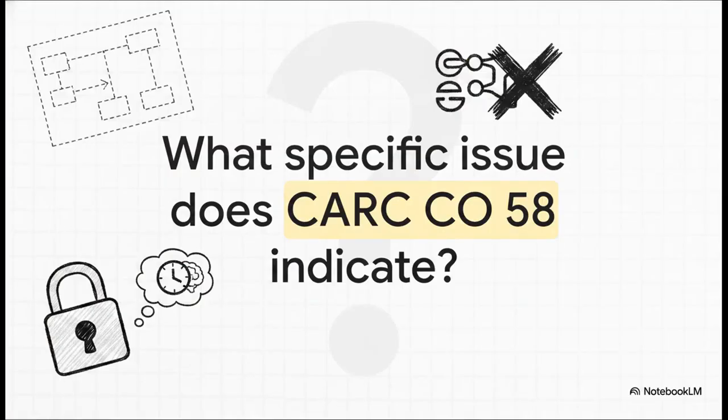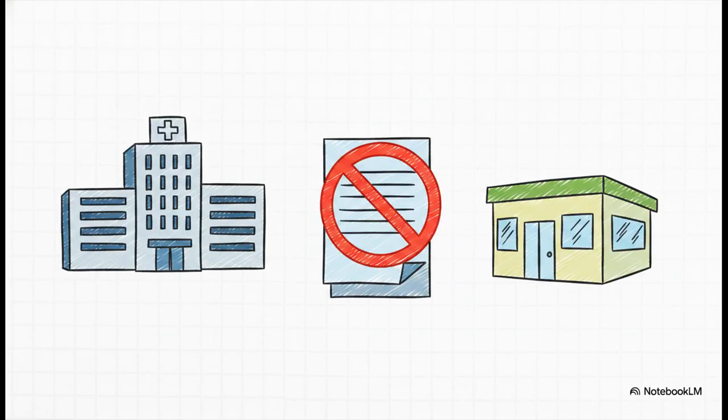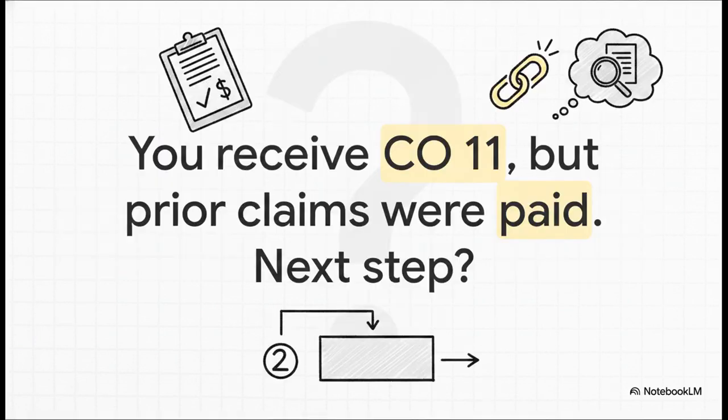All right, question 1. Think back to our initial blueprint of the denial codes from earlier in the explainer. What specific issue does CARC code 58 indicate? Take just a second to lock in your answer. If you guessed invalid place of service, you're spot on. This is exactly what happens when you try billing an outpatient facility code when the patient was actually admitted as an inpatient.